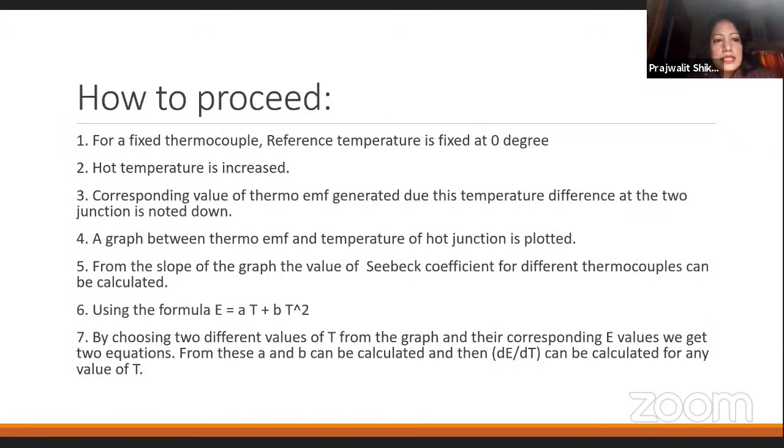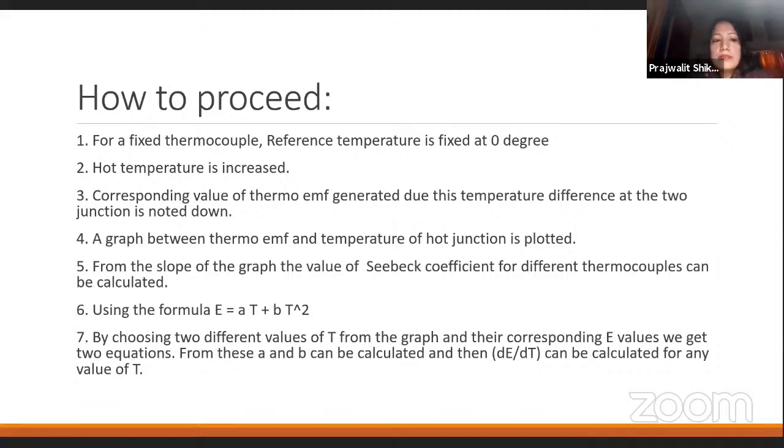So how we are going to proceed? For a fixed thermocouple, we have to fix the reference temperature. I'm just explaining in short the procedure of performing in the virtual lab. There is not much difference, but here what we are going to do is, for a fixed thermocouple, first we have to select the thermocouple, then we have to fix the reference temperature to 0, and then we are going to increase the temperature of the hot junction, and the corresponding value of thermo EMF generated due to this temperature difference at the junction will be noted down.